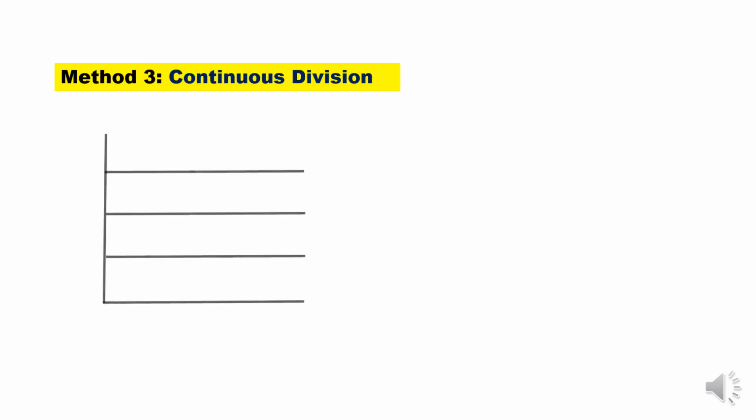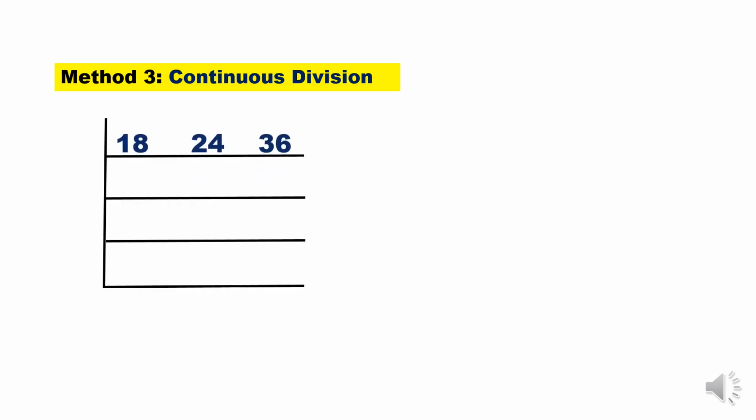Method 3, continuous division. 18, 24, 36. Divisible ba ito ng 2? Yes. 18 divided by 2 equals 9. 24 divided by 2 equals 12. 36 divided by 2 equals 18. Ang 9, 12, 18, divisible ba ng 2? Hindi. Divisible ba ng 3?